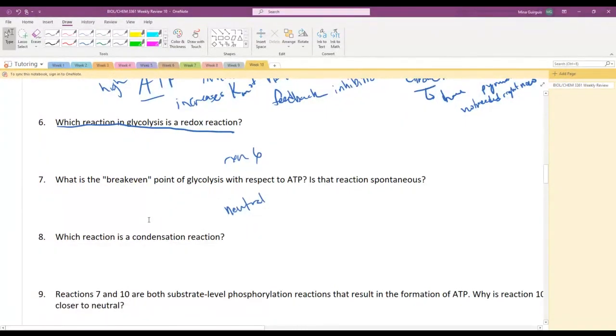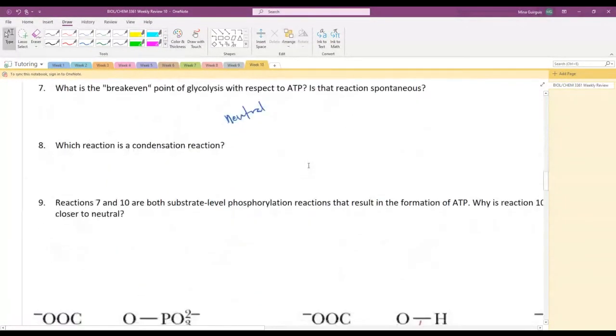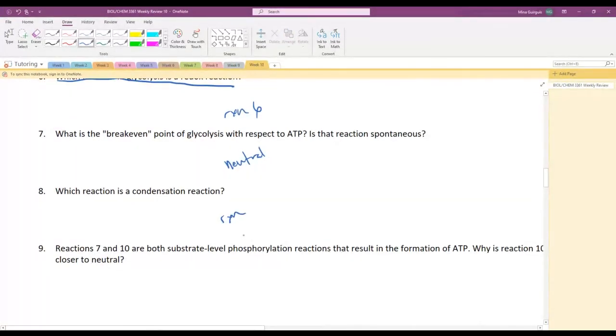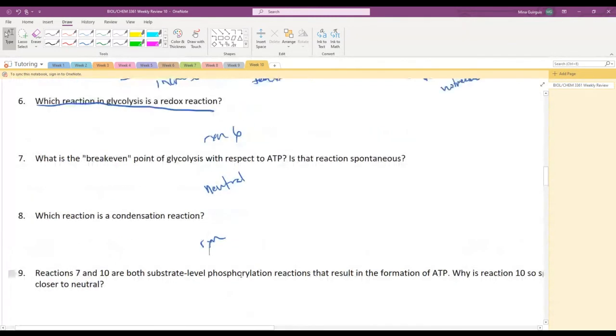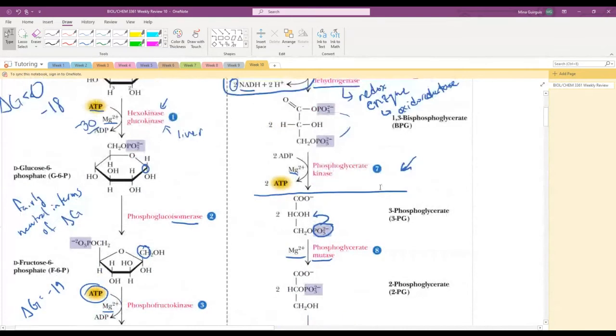Which reaction is a condensation reaction? I already hinted at this earlier because I spent quite a while making sure that we were good with glycolysis. Reaction 9 is a condensation. All right. Reactions 7 and 10 are both substrate level phosphorylation reactions that result in the formation of ATP. Why is reaction 10 so spontaneous and 7 is closer to neutral? Let's look back at reactions 10 and 7, and we're also going to look at the energy diagram.